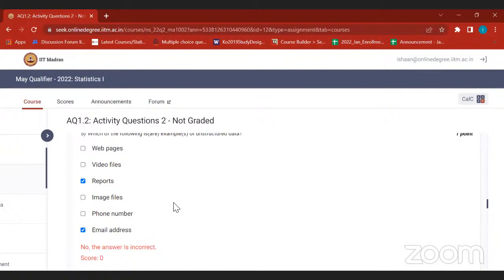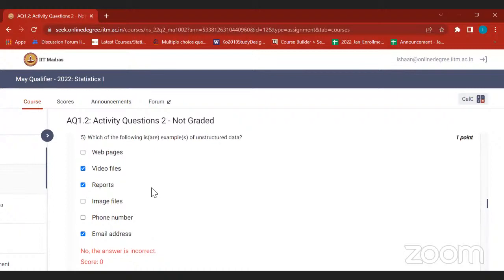Sir, video files should be structured because the events are organized, and web pages also because the pages are organized. Okay, let me clarify for you guys first. Video files are not structured data.